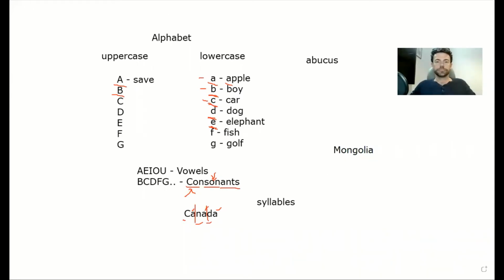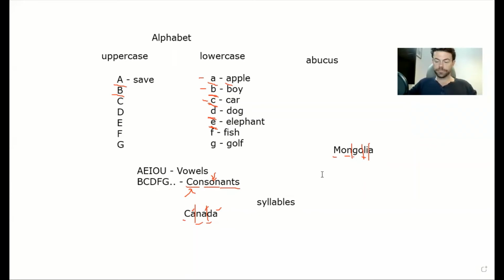So let's first separate the syllables. We have the first syllable, mon, then go, li. Now, what's important in English is that we must pronounce the consonants. So it's mon, go, li, Mongolia.